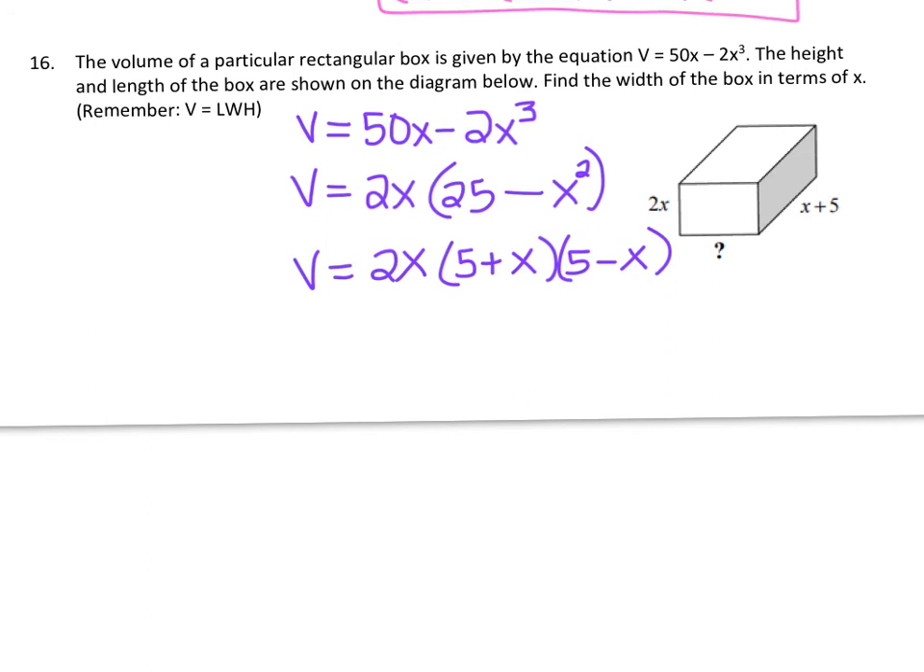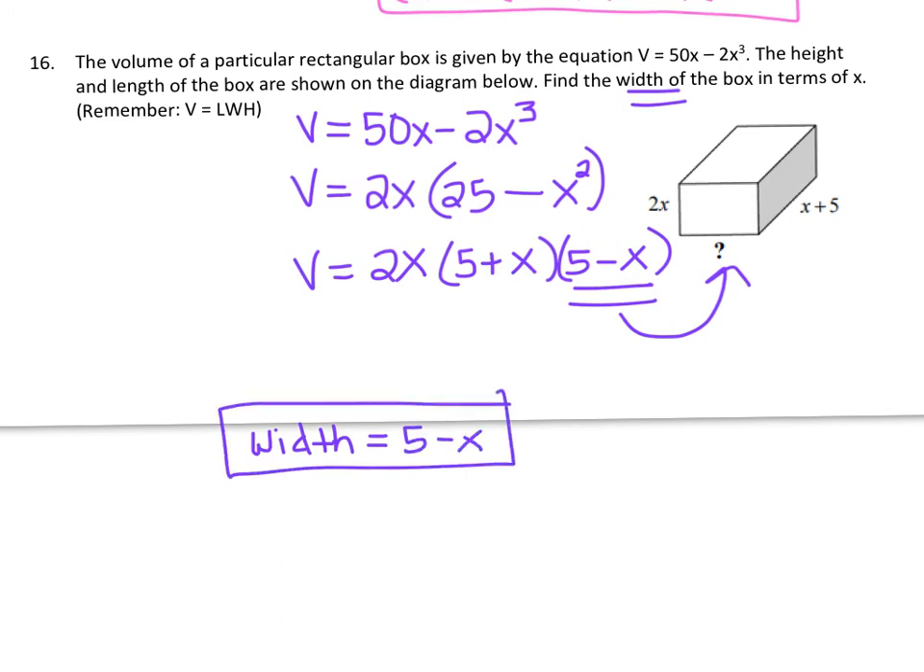Now, if you look here, they told us that the height and the length are given. So isn't this 2x right here? And isn't x plus 5 the same thing as 5 plus x, right? When you add two numbers, it doesn't matter what order you add them in. So this is the only component that they didn't show us in the diagram. So this must be the width. Okay, so we can write that our width is equal to 5 minus x. Okay, and that is our answer.